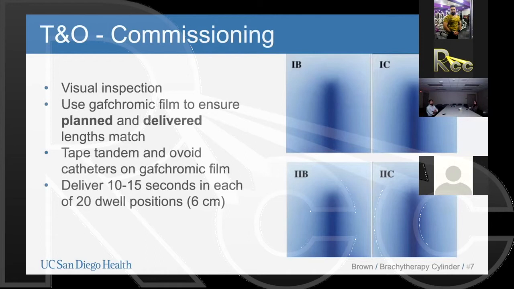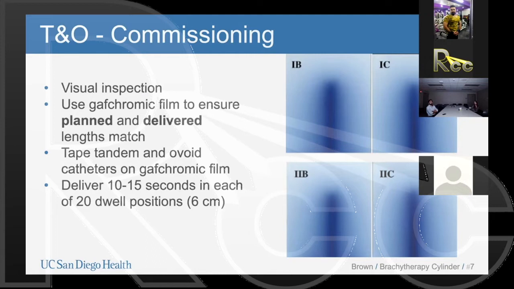Commissioning, this is essentially the same as what we talked about yesterday for cylinders. The most important thing for us to do in terms of commissioning specific for tandem and ovoids is to ensure that our planned and delivered lengths match. So we want to know that, let's say we have a length of 150.